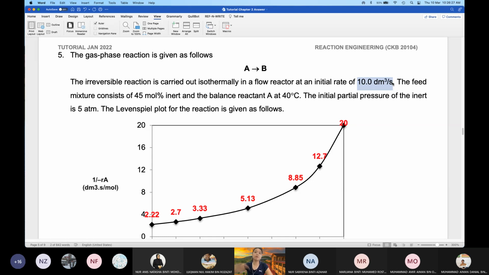Habislah keseluruhan soalan. Ataupun kami ingat 10 ni adalah FA naught. So you have to be very careful. This is initial volumetric flow rate, V naught 10. Okay, kadang-kadang saya guna V naught, kadang saya guna epsilon naught. Sama dia maksudnya volumetric flow rate.